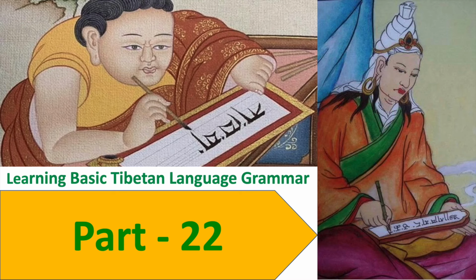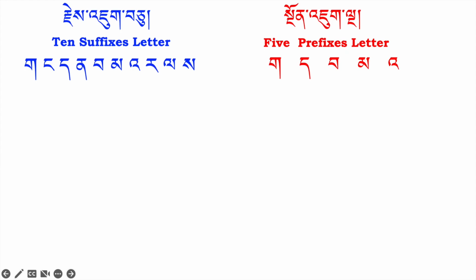Tibetan language grammar. Today we are in part 22. So here you can say jinjuk, the ten suffix letters: ga, nga, da, na, ba, ma, 'a, ra, la, sa.